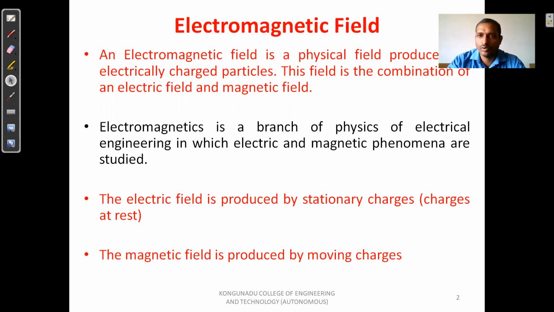If you place a point charge, then around the point charge, in some particular region, some electric field will be available, so some effort will be available. That is called electric field. The magnetic field is produced by moving charge, so current flowing through a conductor produces a magnetic field. So it is the combination of electric field and magnetic field.